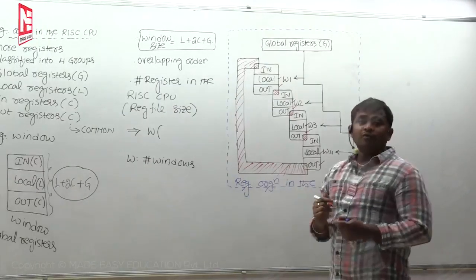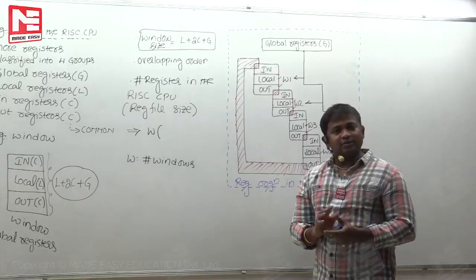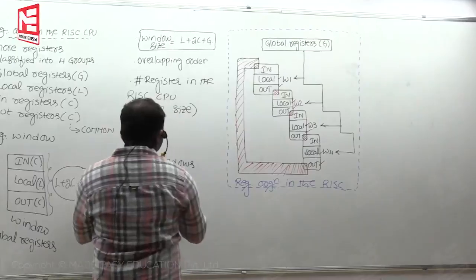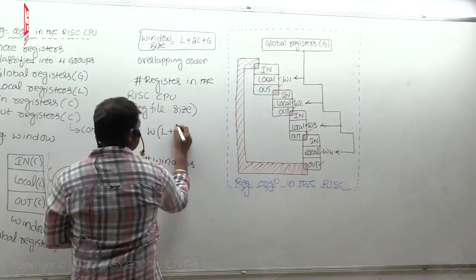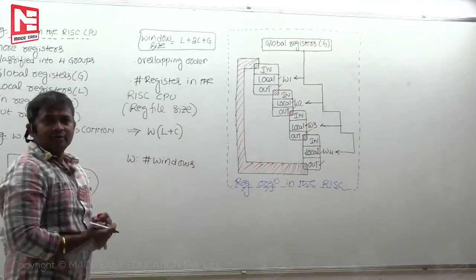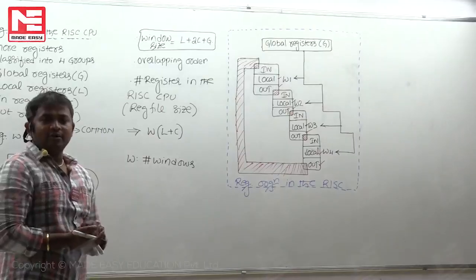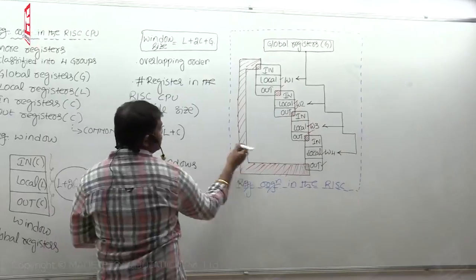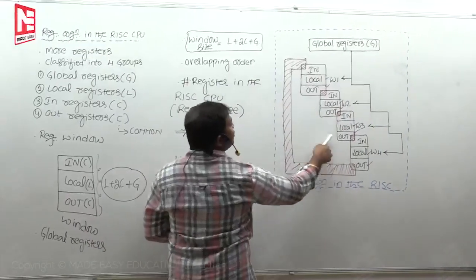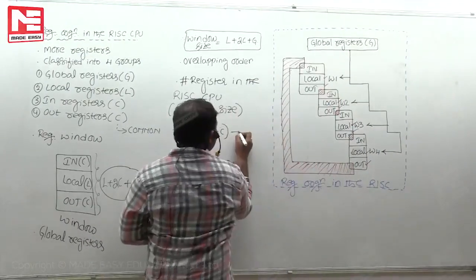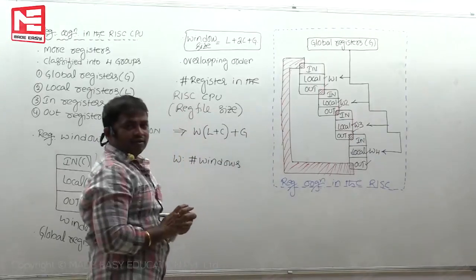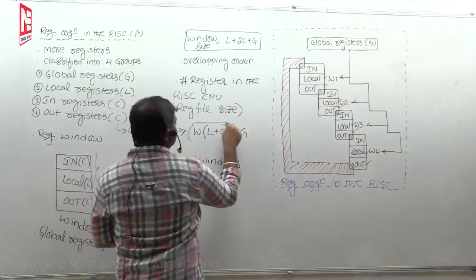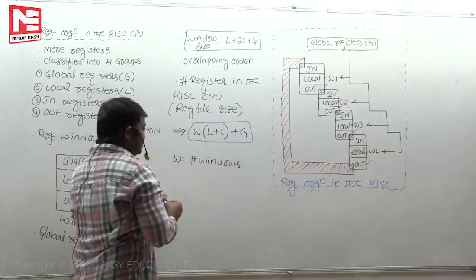In this order, overlapping structure is present. Is it okay? That means, in the overlapped organization, every window contains L plus C, not 2C, either in registers or out registers. Don't count both because of overlapping. This is the total number of registers in this structure. Apart from this, what do we have? Global registers for all windows, plus G. W into L plus C plus G. This is the formula used to calculate the register file size.